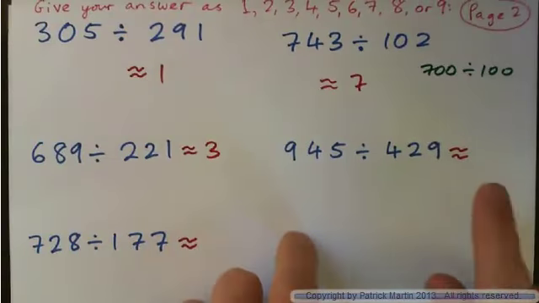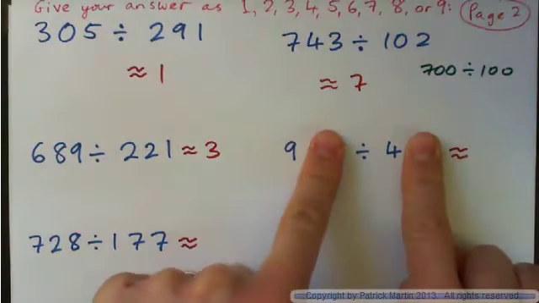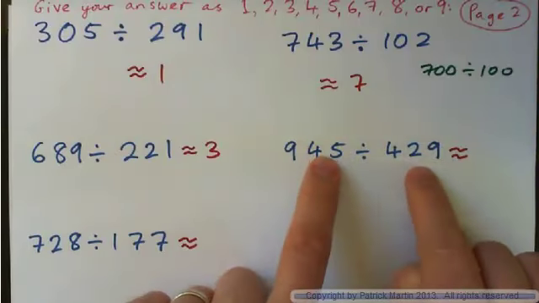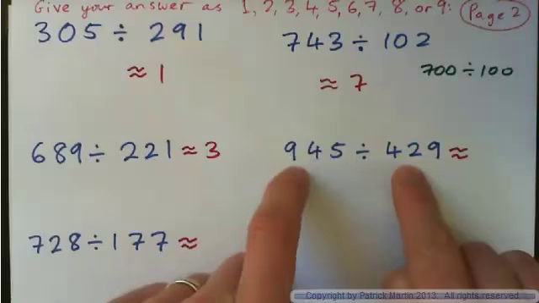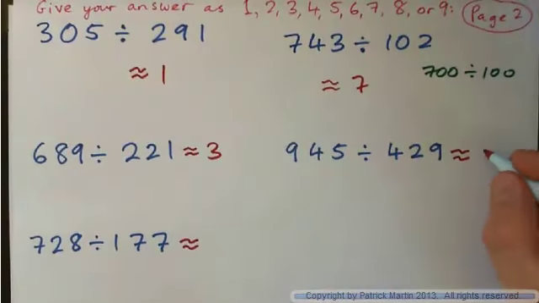And again, what's 4 into 9? Goes twice, doesn't it? 9 divided by 4, about 2. And surely two of these would be a little less than this, so about 2.